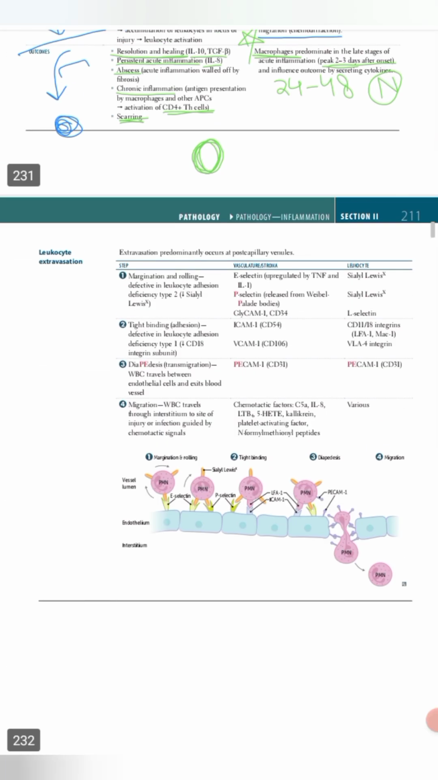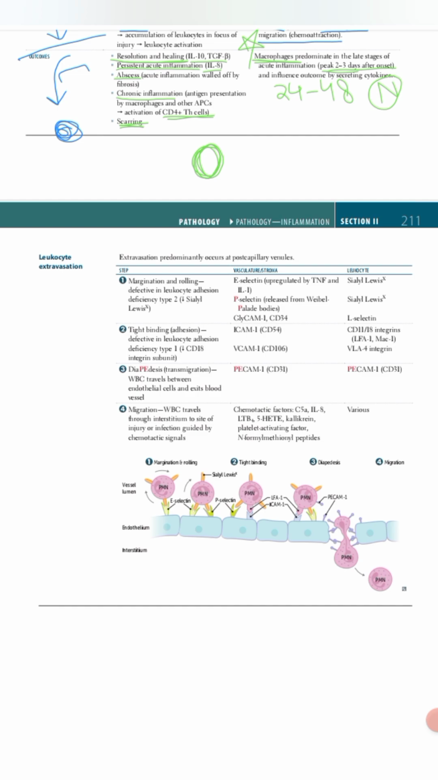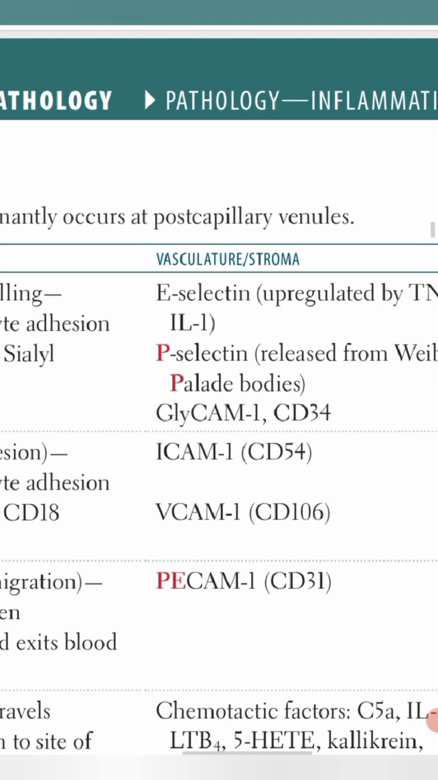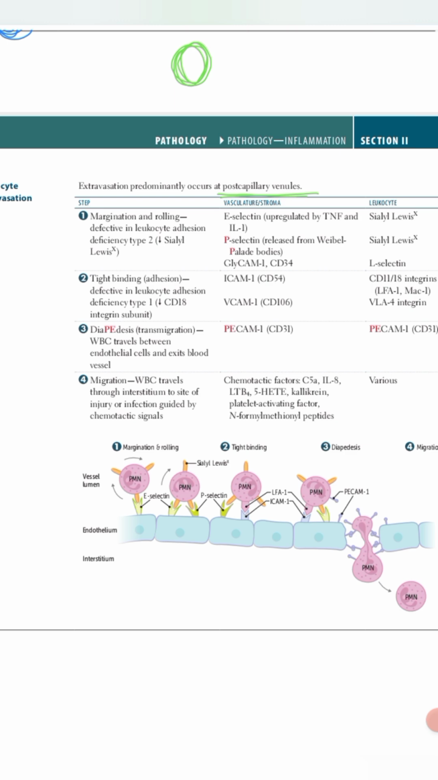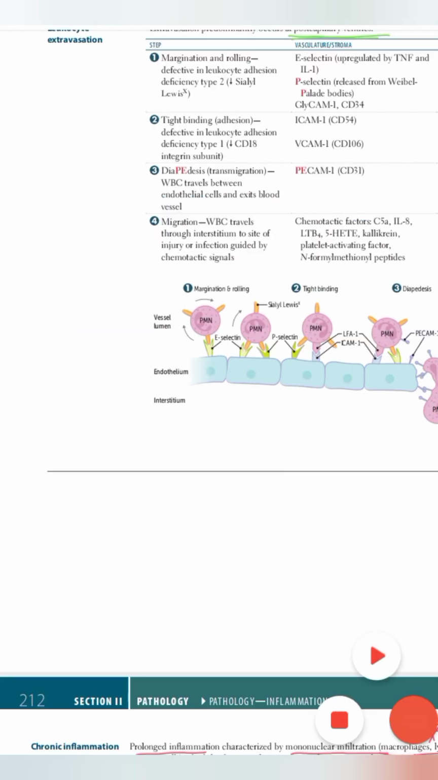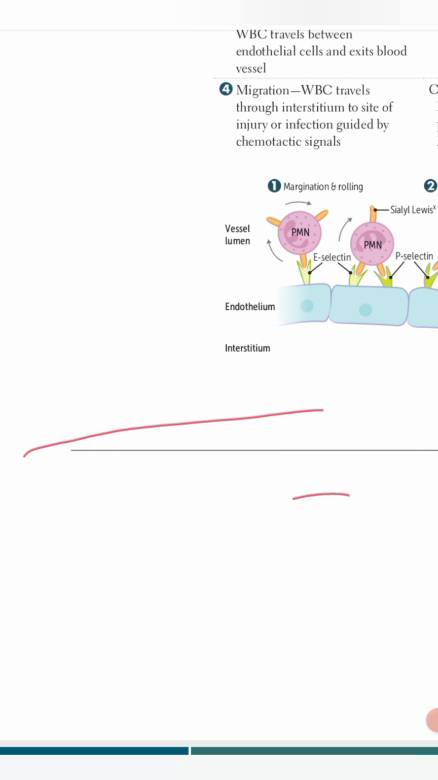Next, we will see the important steps of leukocyte extravasation that predominantly occurs at post-capillary venules. There are 4 important steps. First one is margination and rolling. In normally flowing blood in venules, the red cells are confined to the central axial lumen, while the WBCs are displaced towards the wall of the vessel.